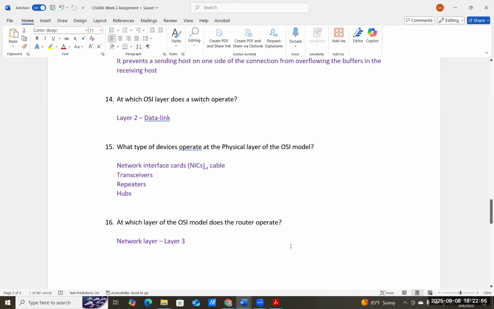Okay, so your router operates in layer 3. And in layer 3, packets are created and IP addresses are used for routing purposes. So the network layer is layer 3. Make sure we know the layers. Make sure we know the device correlated to the layers. Make sure we know what's happening at that layer. That's important.